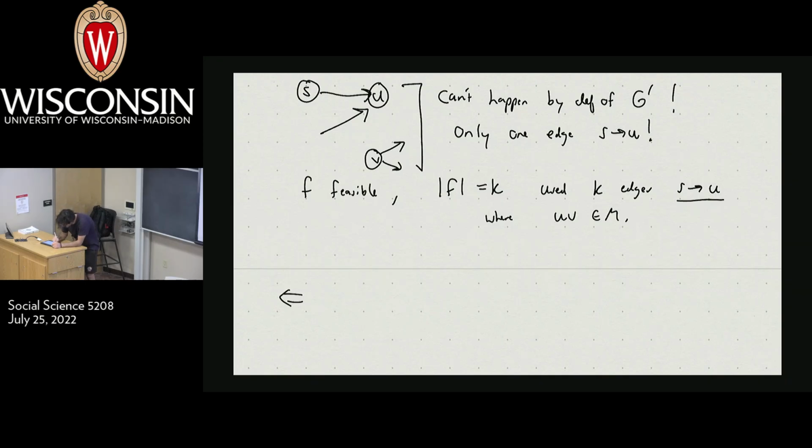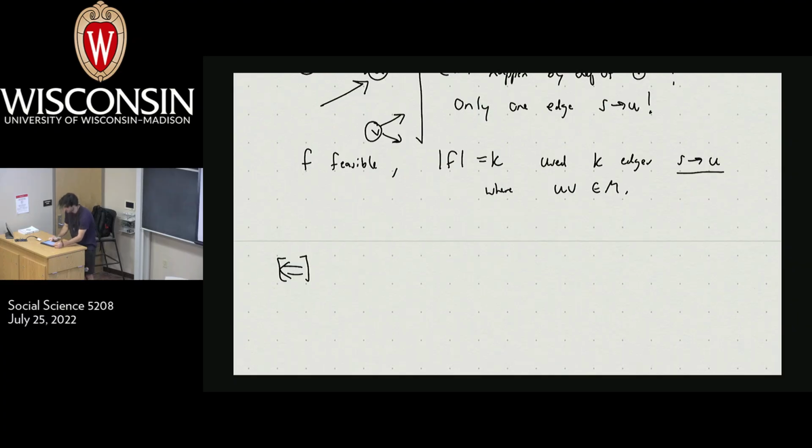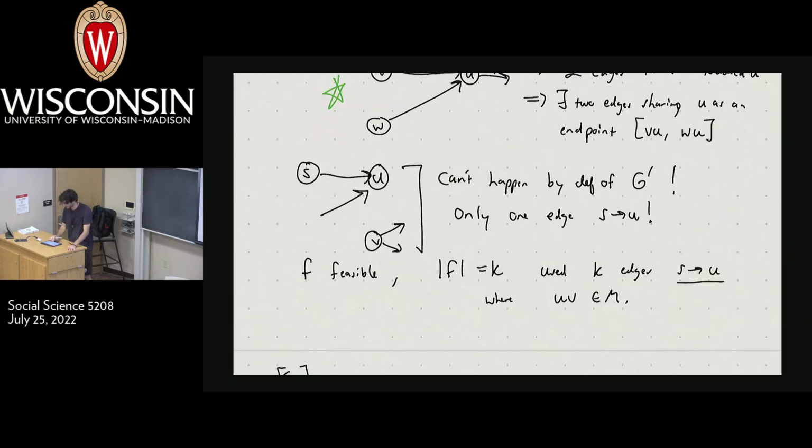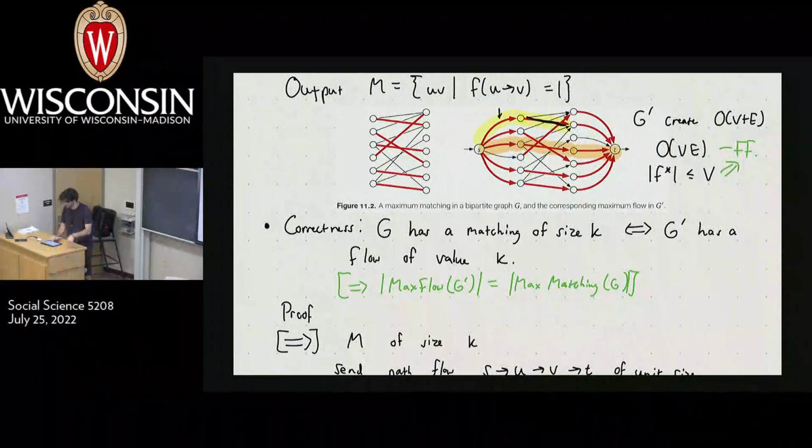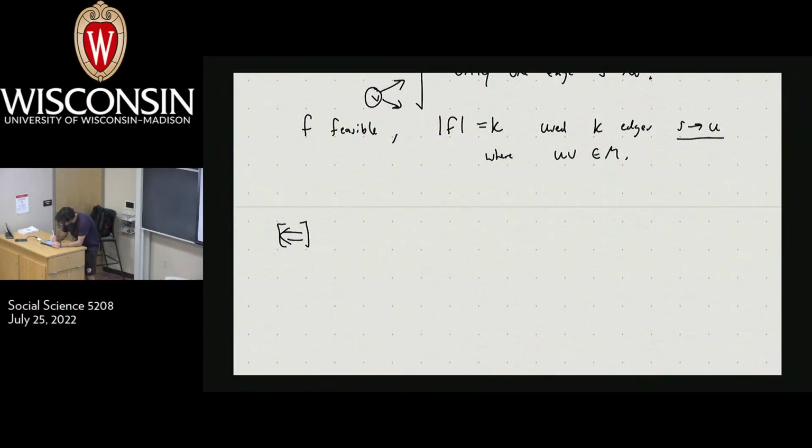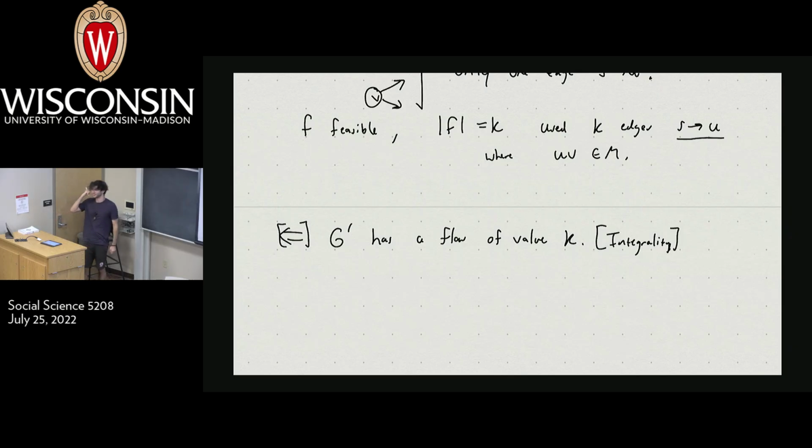So now for the other direction, let's suppose you had the flow. What's the matching? So let's say G prime has a flow of value k. And again, I'm going to use the integrality theorem here. It's critical that every edge is either 0 or 1 flow. So we're almost always going to be using this integrality theorem. Even if I don't say it out loud, think to yourself, should I be using the integrality theorem here?